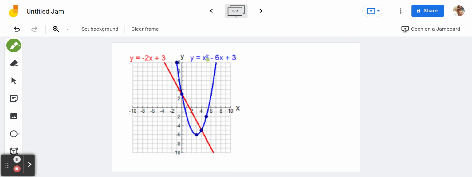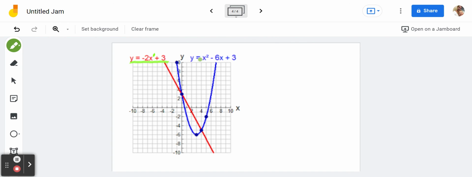I know it's a quadratic equation because the highest degree, or the highest power, is 2. This is a quadratic. However, this is a linear equation. I know it's a linear equation because the highest power is 1. No power is a power of 1. So this is a first degree equation. This is a second degree equation. First degree equations are linear, they create lines. Second degree equations are quadratic, they create parabolas.